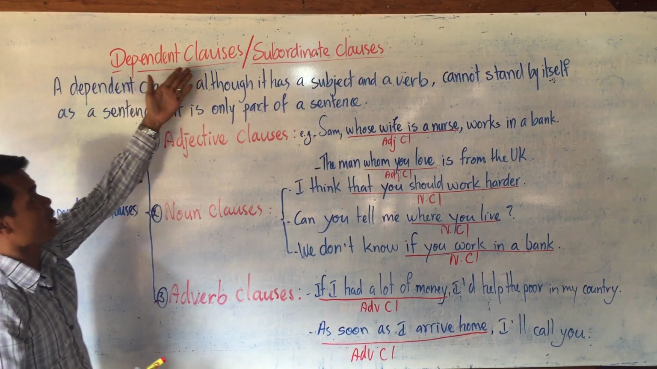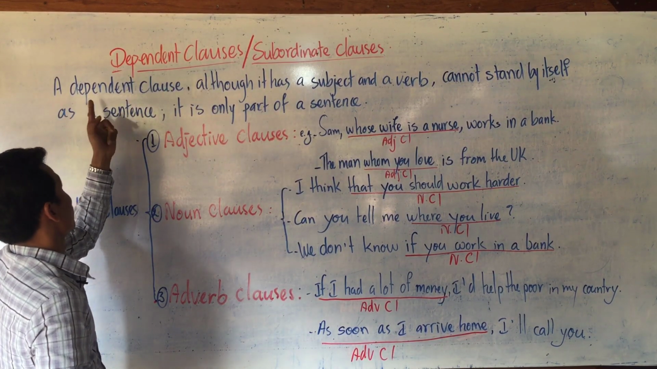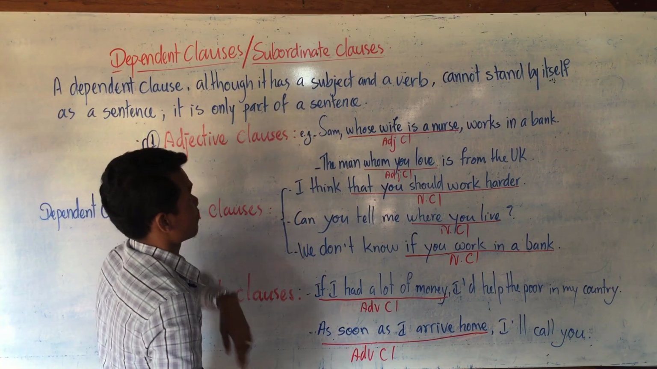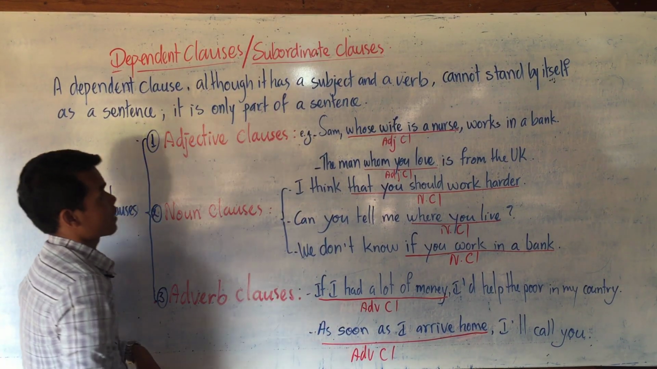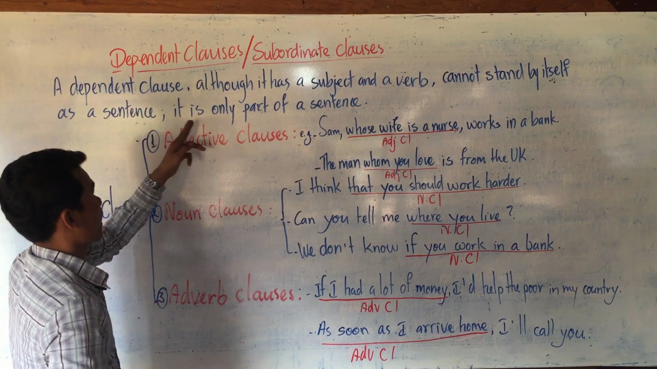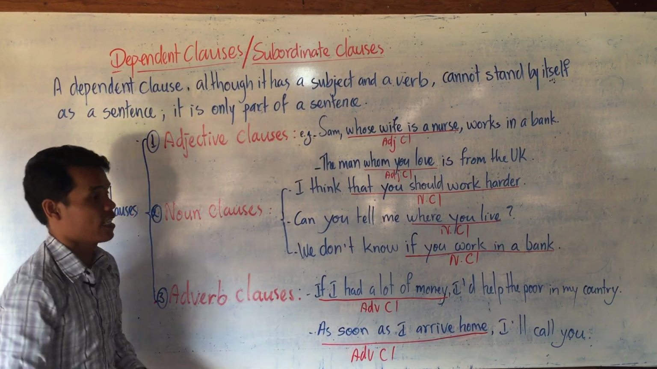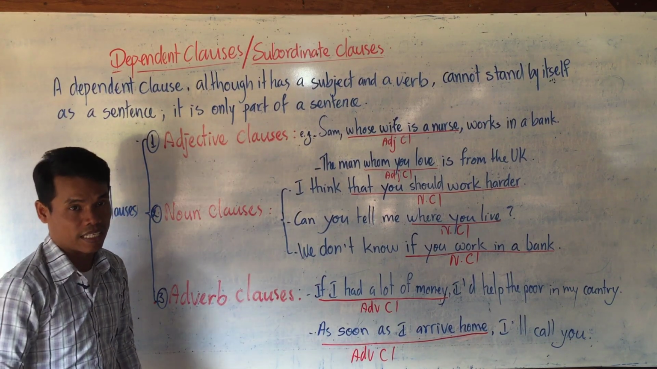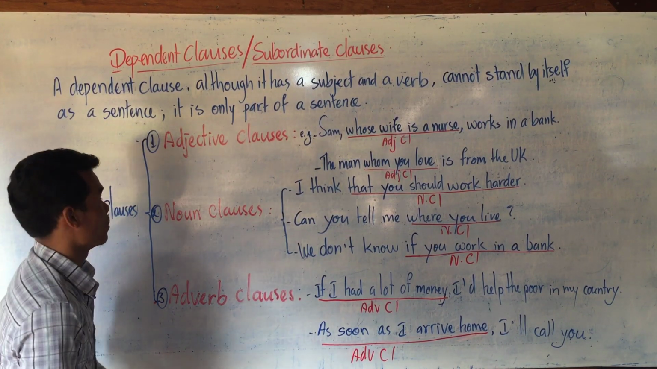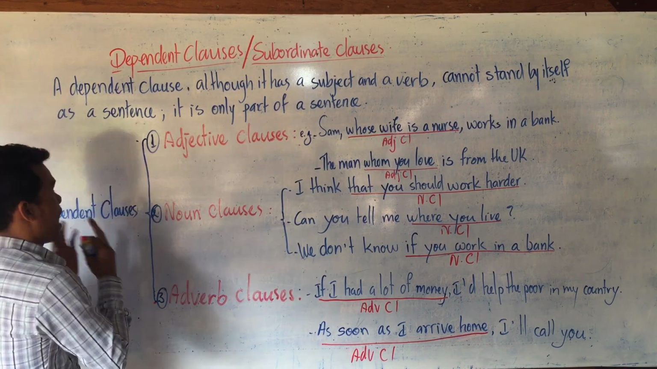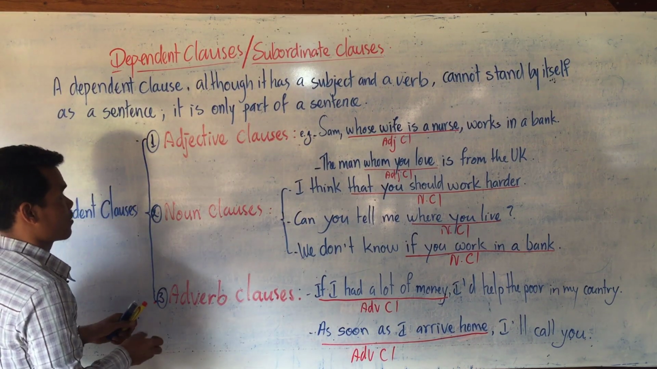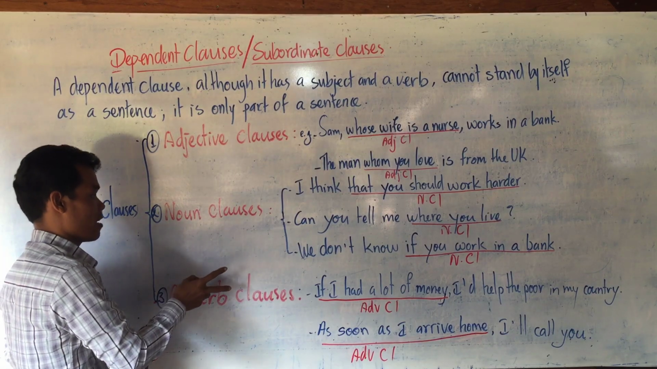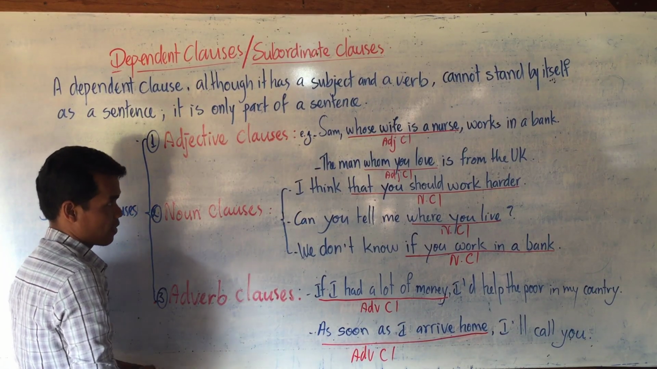Again, dependent clauses or subordinate clauses. The definition is: a dependent clause, although it has a subject and a verb, cannot stand by itself as a sentence. It is only part of a sentence. It means that a dependent clause cannot stand alone. When it stands alone, it lacks meaning. It is not really meaningful. Dependent clauses are divided into three clauses. Number one is adjective clauses. Number two is noun clauses. Number three is adverb clauses.